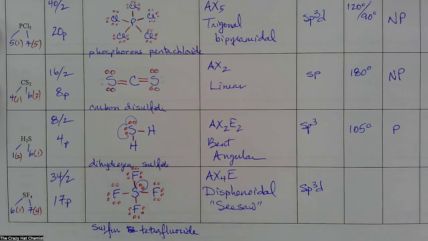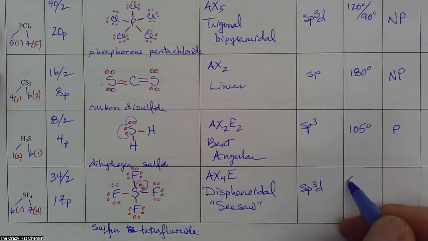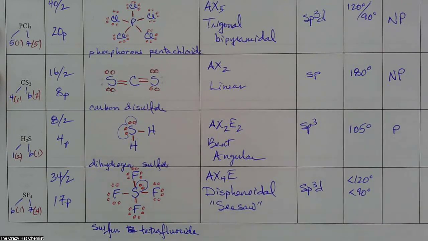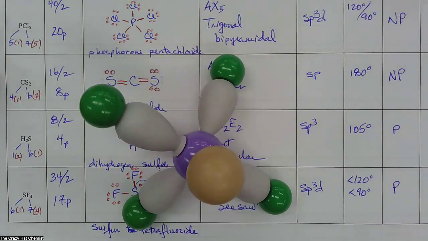Okay. So disphenoidal seesaw has bond angles that are less than 120 and less than 90 most commonly. This is an asymmetrical molecule that has polar bonds, and this is polar, but we need to actually make that structure. So here is that structure.